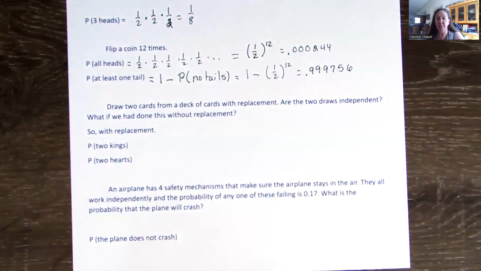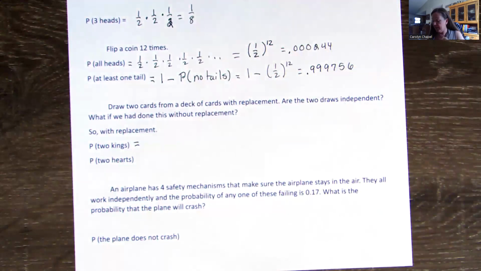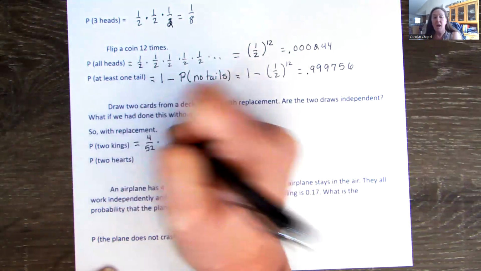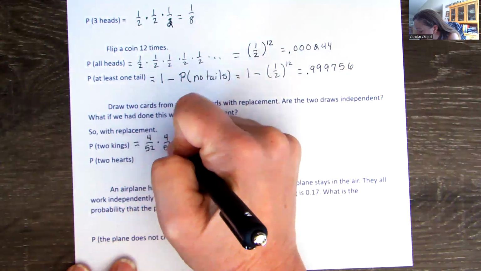Are the 2 draws independent? Yes, they are, as long as I do it with replacement. If I do not have replacement, then things change a little bit, and we will look at that in the next section. So if I draw 2 cards from a deck and put the card back into the deck, the probability that I get 2 kings is the probability of a king on the first draw, which is 4 out of 52, and then the second draw, again, 4 out of 52.